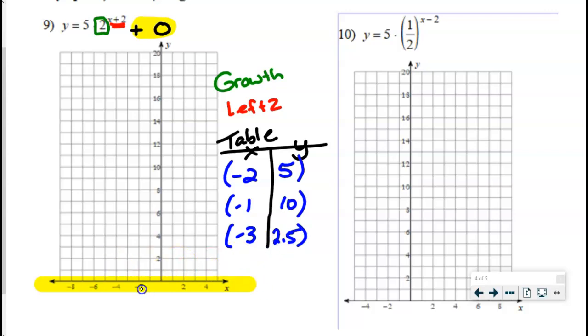So negative 3, 2.5, negative 2, 5. I went out of order. Negative 1, 10. And then you would notice as you keep plotting points, they would kind of scooch closer and closer to 0. And even the table gives up after a while. The table gives up and it kind of just calls it 0 after a while.